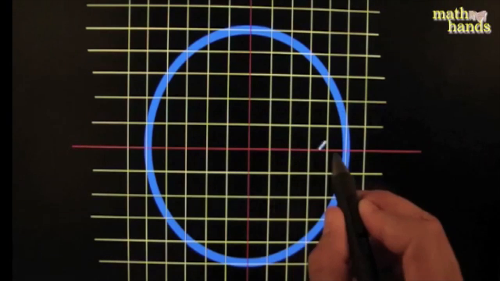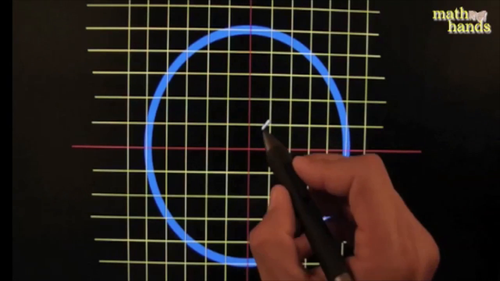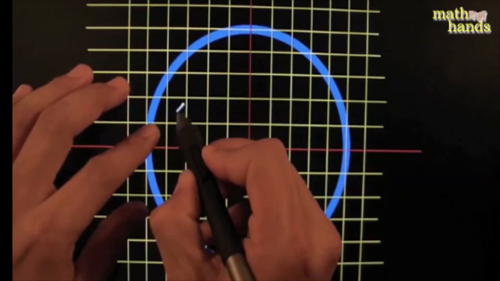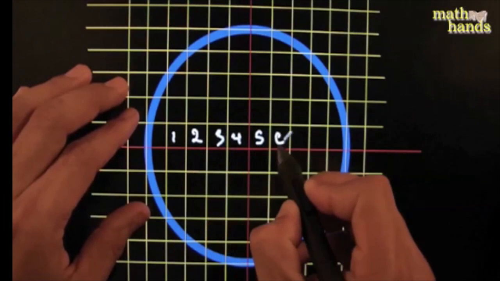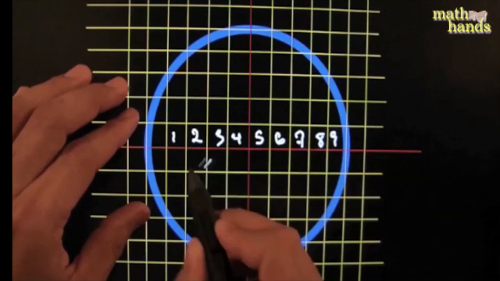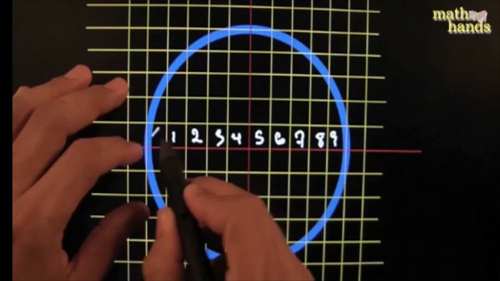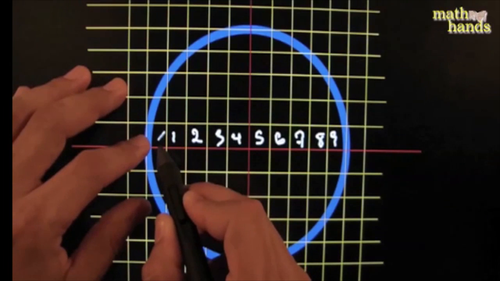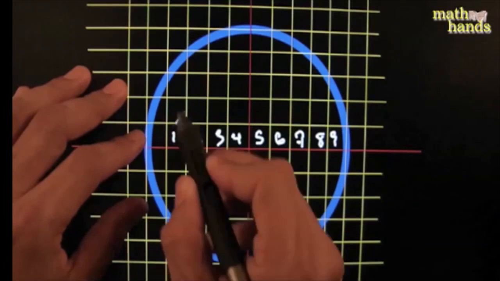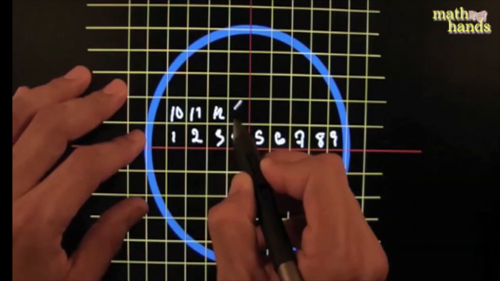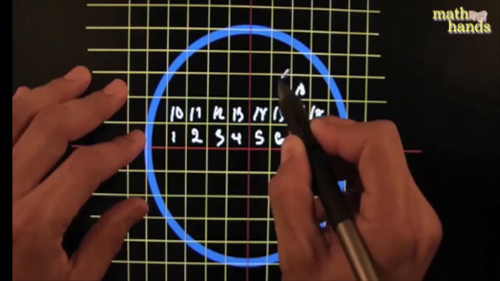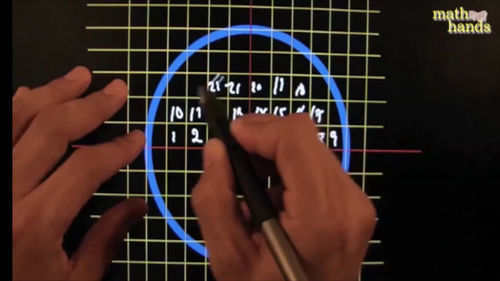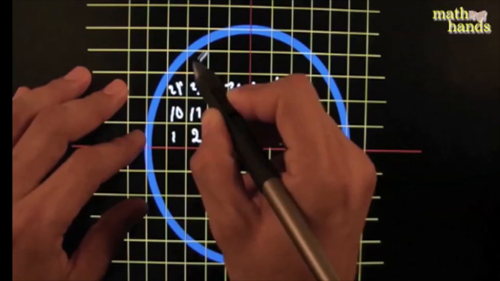Here, 1, 2, 3, 4, 5. So this is radius 5. So let's just start counting. So you go 1, 2, 3, 4, 5, 6, 7, 8, 9. Maybe you can go a little more, but it's kind of dubious here because part of the square is not contained. So I'll just stop there. 10, 11, 12, 13, 14, 15, 16, 17, 18, 19, 20, 21, 22, 23, 24, 25.